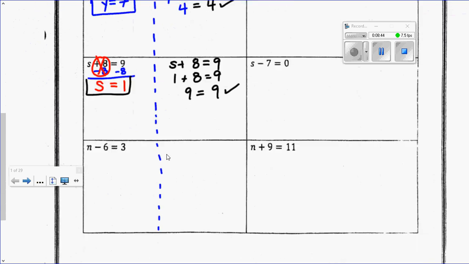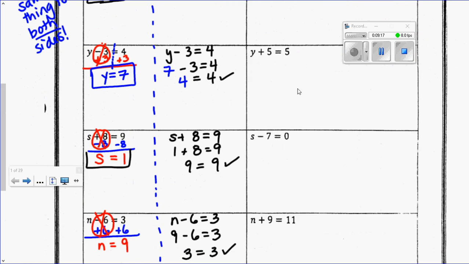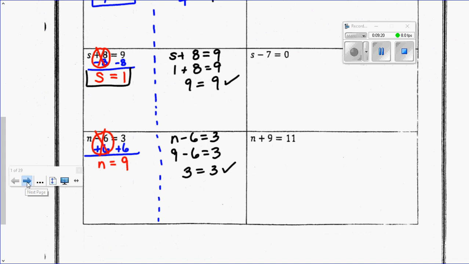Okay, try the next one on your own. Did you add 6 to both sides of the equal sign? Minus 6 and plus 6 cancel. n, the variable, is equal to 3 plus 6, which is 9. Okay, let's see if it's 9. What is 9 minus 6? It is 3, so it is balanced. Okay, now in class you're going to do these ones on the right-hand side. So we're actually going to turn the page and continue on the left-hand side now.